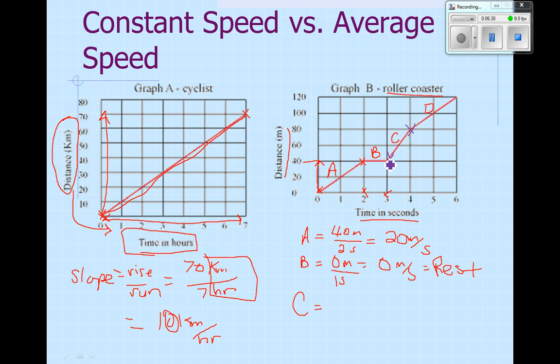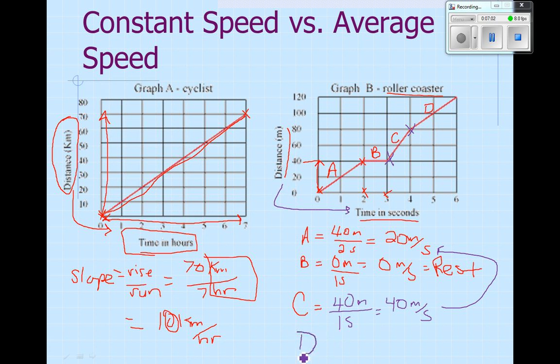So what is our rise from this point on the graph to this point? And that looks to be 40 meters. If I look at the run from this point to this point, there is 1 second of time that has elapsed. And so if we go ahead and calculate the slope on line segment C, we get 40 meters per second, and this number is definitely larger than the 20. And so what that's telling us is the steeper the slope, the faster the speed on a distance time graph.